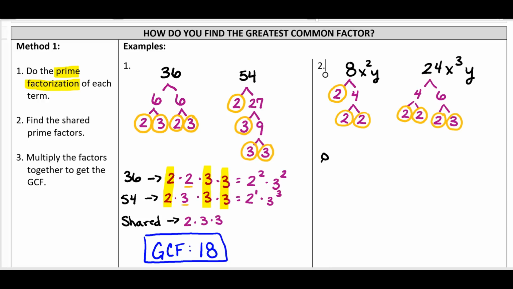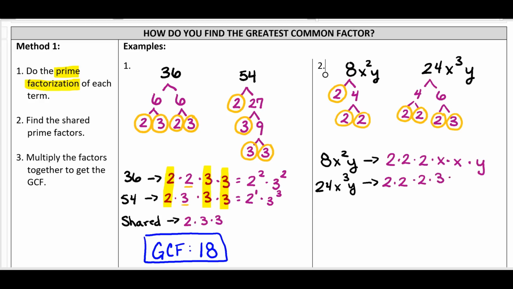So 8x squared y factors down into 2 times 2 times 2. But we also have to consider the fact that there's x's here. x squared just means x times x. y would just be times y. Our 24x to the third y breaks down into the factors 2 times 2 times 2 times 3. Then there's 3 x's because I have x cubed.